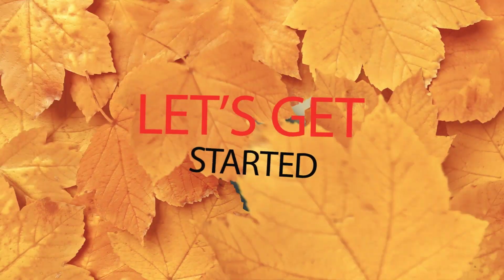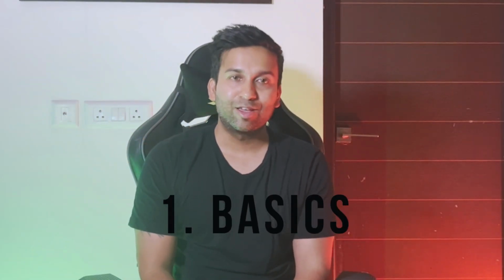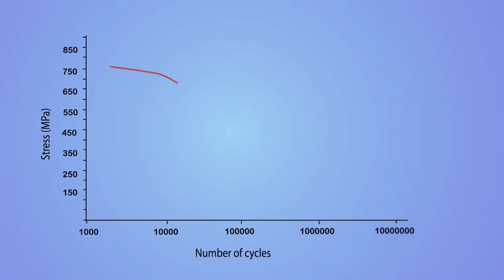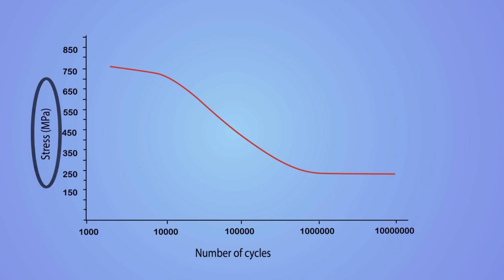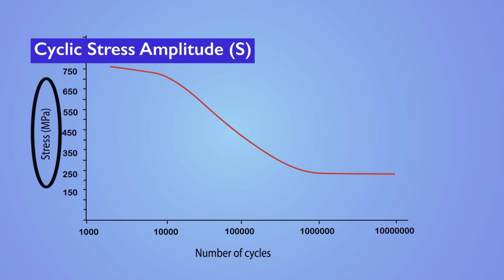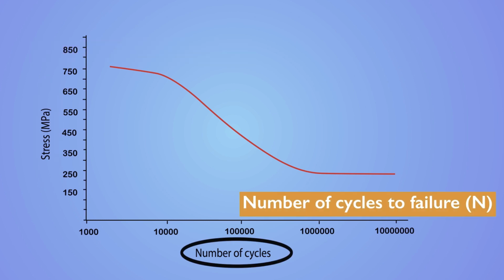Alright, let's get started. Now that we've touched a little bit on S-N curves and why they matter, let's dive into the basics. First, let's take a closer look at how these curves are graphically represented. As we mentioned earlier, the y-axis represents the cyclic stress amplitude, denoted as S, while the x-axis represents the number of cycles to failure, denoted as N.